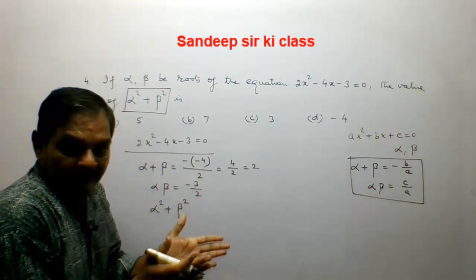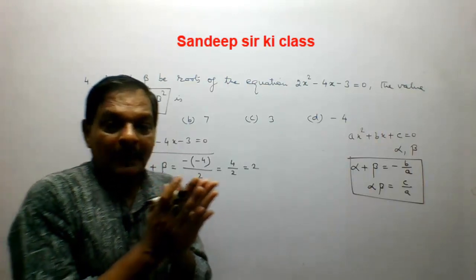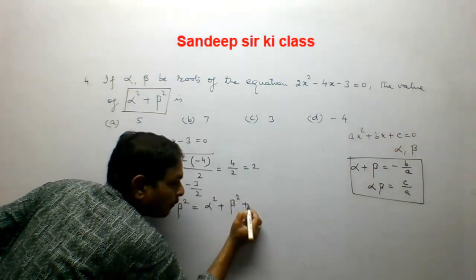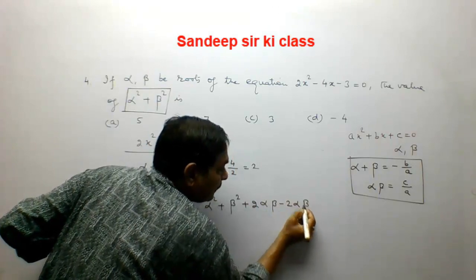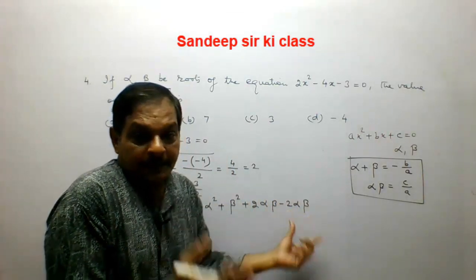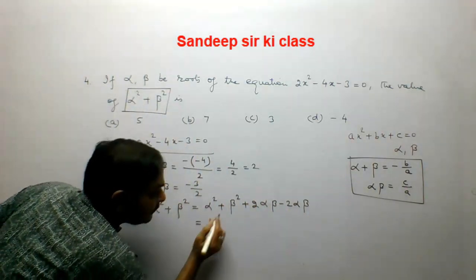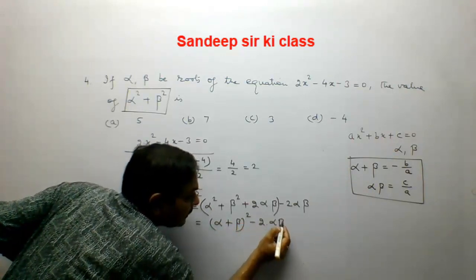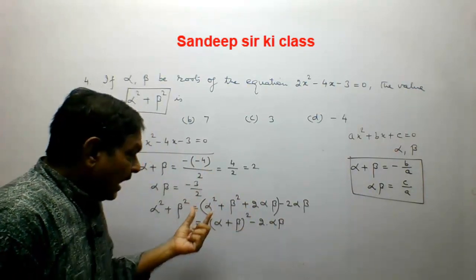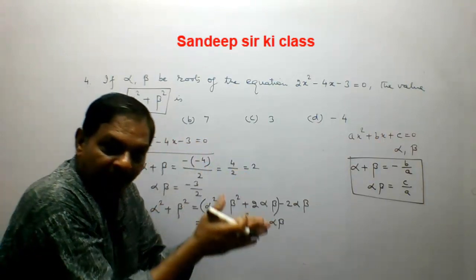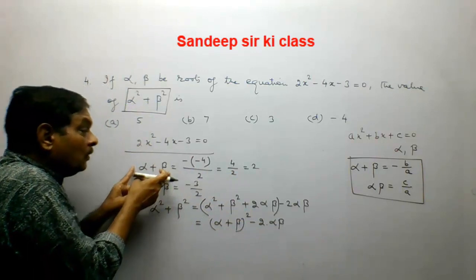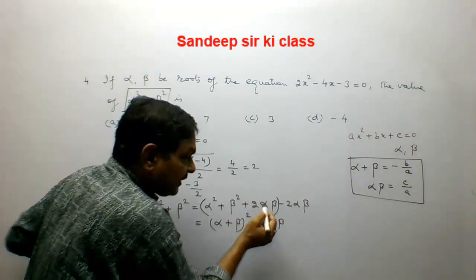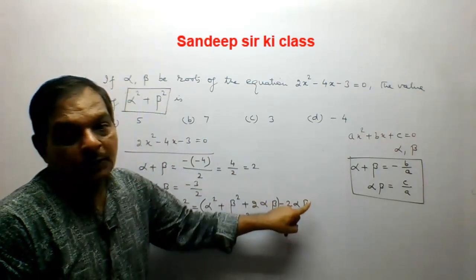Now we apply here a trick. What is that trick? That we add 2 alpha beta in this expression and subtract 2 alpha beta. This can be written as alpha square plus beta square plus 2 alpha beta minus 2 alpha beta. 2 alpha beta I have added and 2 alpha beta I have subtracted. What is the use? Let us understand it. This gives me alpha plus beta whole square minus 2 times alpha beta. The use of it is that I have converted this expression in terms of alpha plus beta and alpha beta, which are the values which we know. So this trick is to be applied here, that 2 alpha beta is added and 2 alpha beta is subtracted.